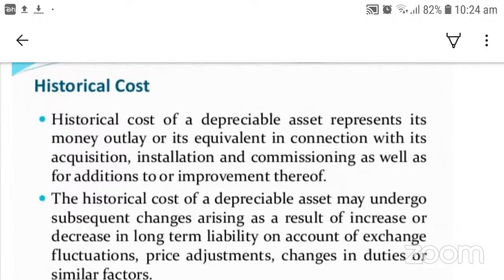If the asset working condition is decreased, we will replace the old asset. For that, we will maintain some provision for depreciation. For that, we will purchase another machine like that. What are the long-term liabilities for the company? We will measure.